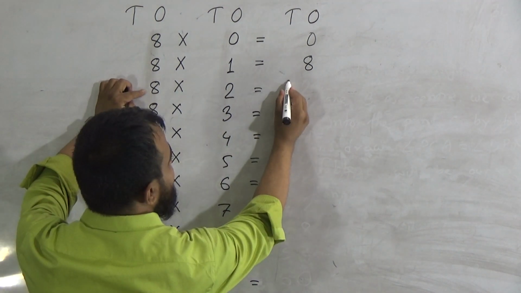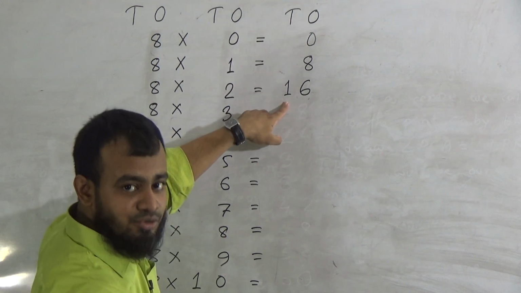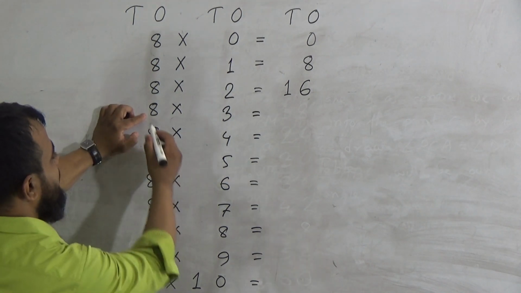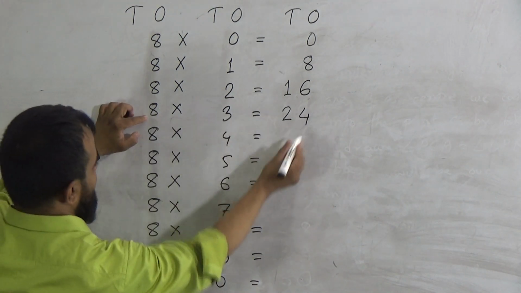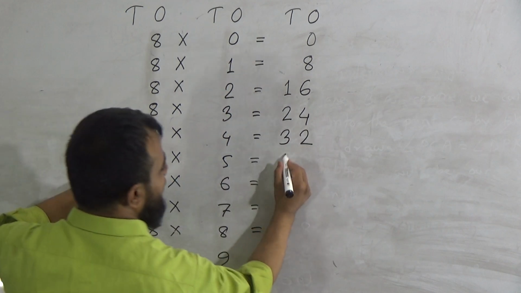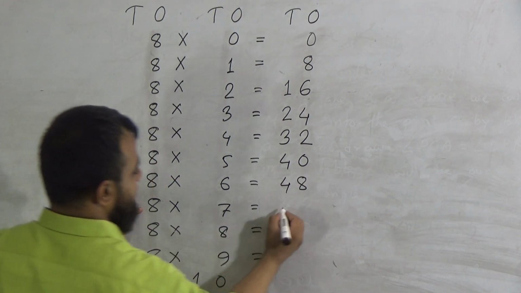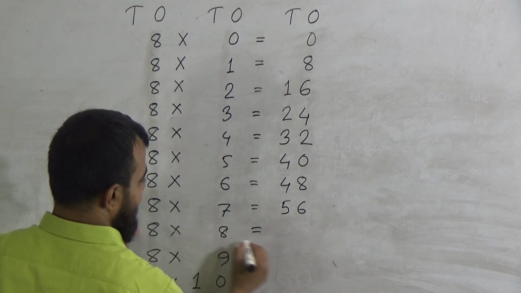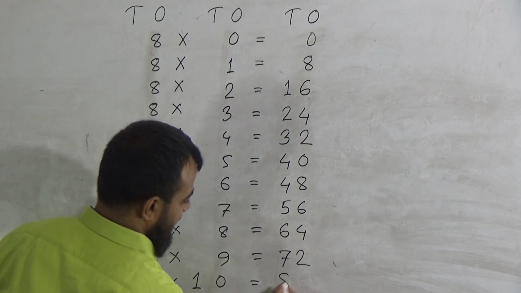Now 8 twos are 16, 1 and 6, 16. When you write down a 2-digit number, we will use the tens place, okay? In the tens place we should write down 1, and in the ones place we should write down the number 6. It makes 16. Now we will write down like this: 8 threes are 24, 8 fours are 32, 8 fives are 40, 8 sixes are 48, 8 sevens are 56, 8 eights are 64, 8 nines are 72 and 8 tens are 80.